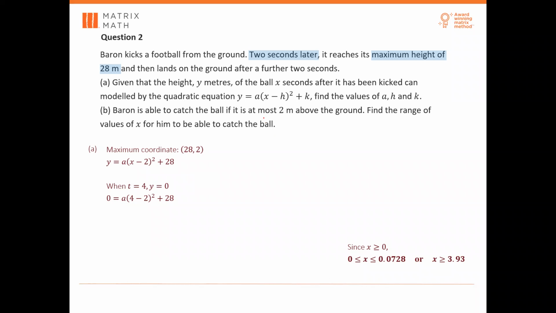Okay, now take note, the coordinate over here is written wrongly. It's supposed to be 2, 28. Okay, so don't bother with this.